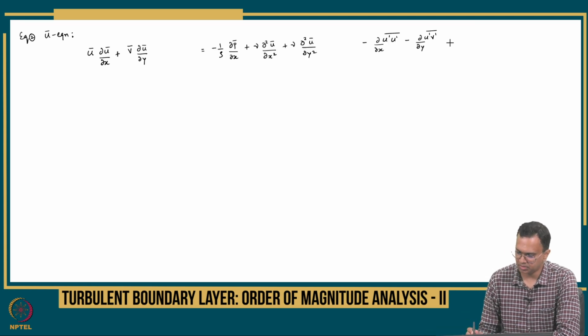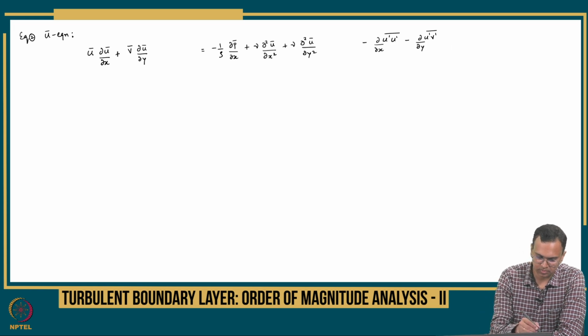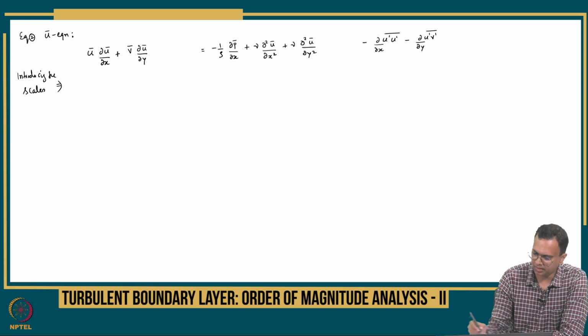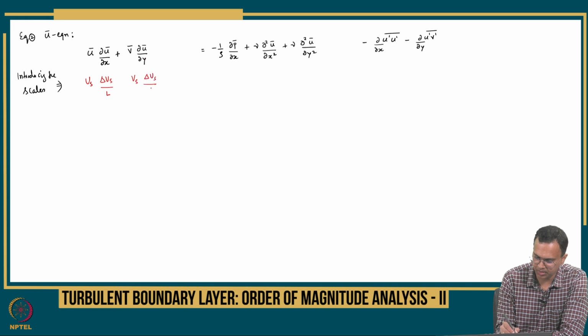So I have the equation ready here, which is my u momentum equation, right? So I would now start to introduce the scales. Okay, so introducing the scales. So for u bar I have Us, this is delta Us by L, and for the next one v bar it's Vs, right? So that is Vs delta Us by delta.